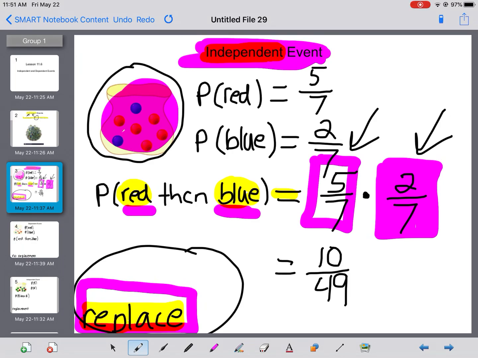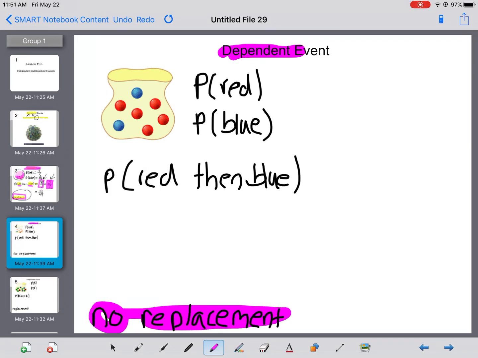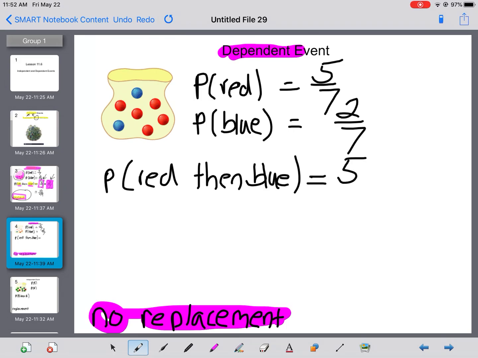Okay, it might be a little bit more clear when we look at dependent events. So let's take the same bag of marbles, but now we're going to work with a dependent event where we don't replace the marble when we're done. So same thing as before, probability of red is 5/7. Probability of blue is 2/7.